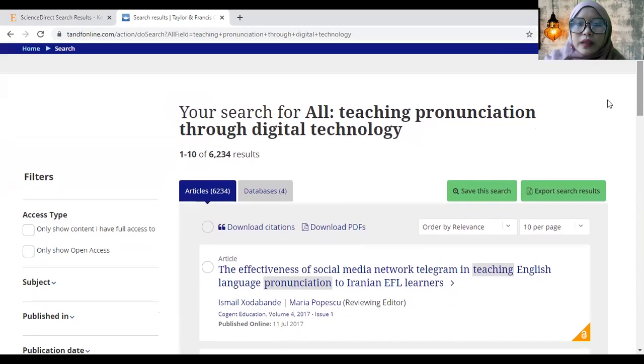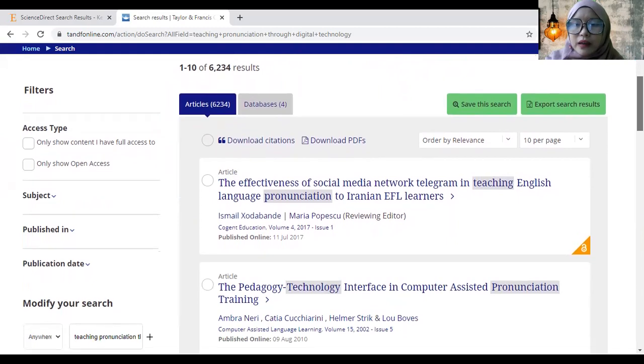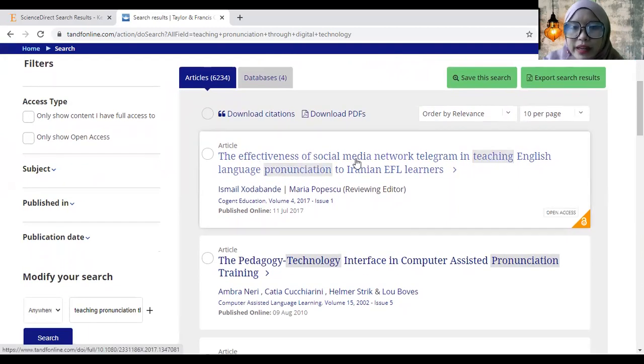Okay, have a look at here. There are 6,234 results related to the keywords we typed. But we have to have a look at them one by one. So social media, yes. Pronunciation, yes. Okay, so this one consists of 2 keywords, and then English as a foreign language, teaching and learning. And this article can be your source or reference, and the year of publication is 2017.